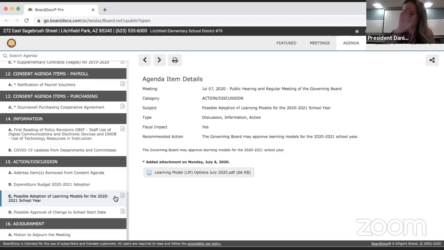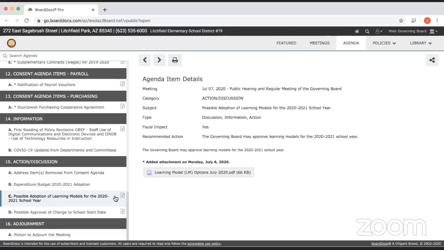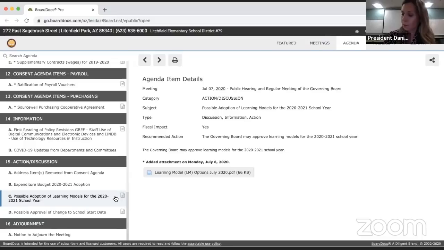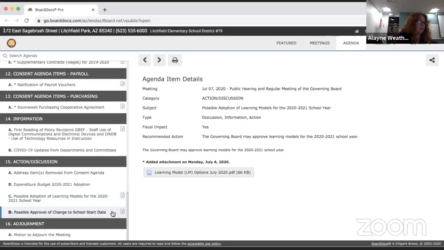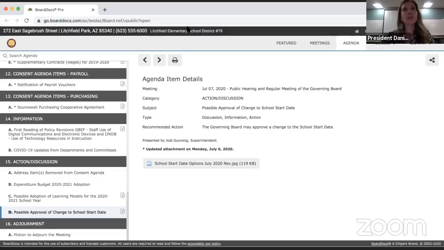Melissa, what is your vote? Melissa Zaidema, yay. Elaine? Elaine Weathersby, yay. Tanya? Tanya Fitzer, yay. Danielle Clymer, I am also yay. Any opposed? No. Motion carries. All three learning models have been approved. And we will adjust as necessary.